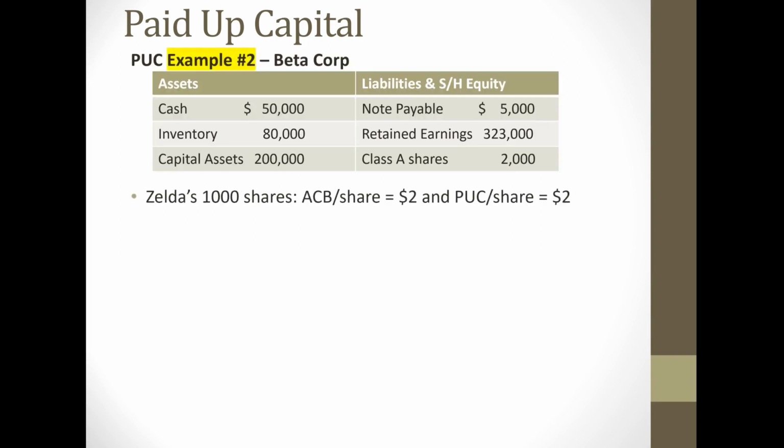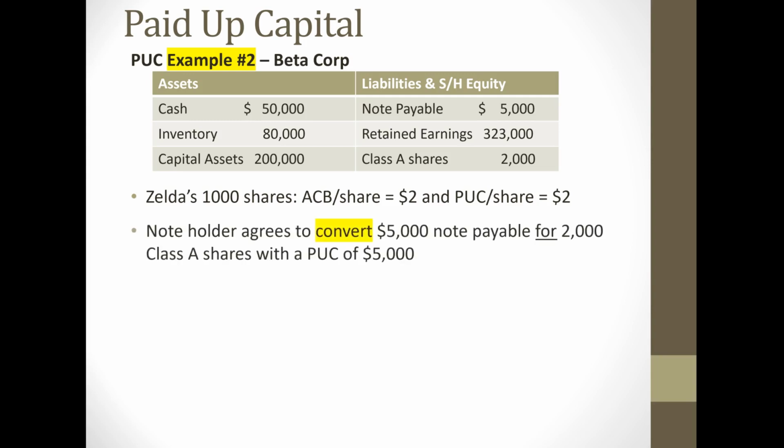Let's say, now once again, Zelda has the 1,000 shares, and the adjusted cost base is $2. The PUC is also $2. Let's say the note holder agrees to convert the $5,000 notes payable into Class A shares, 2,000 Class A shares with a PUC of 5,000.